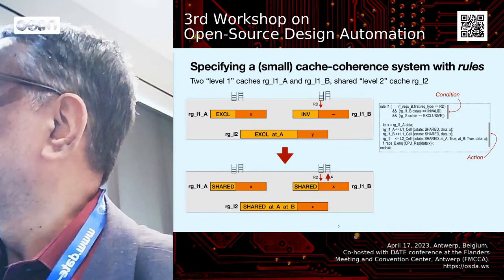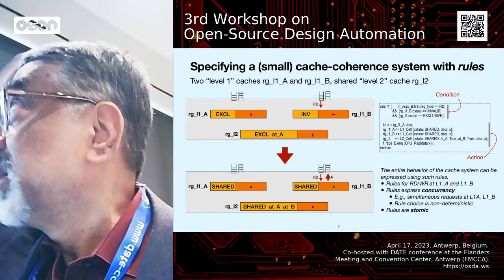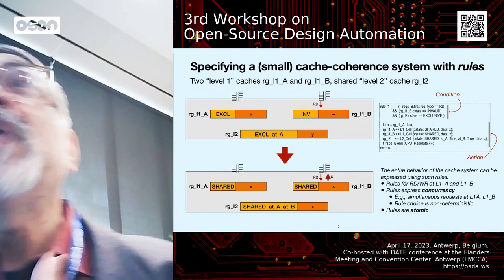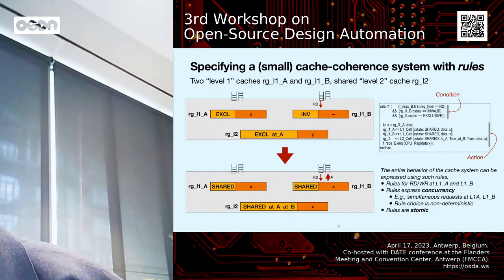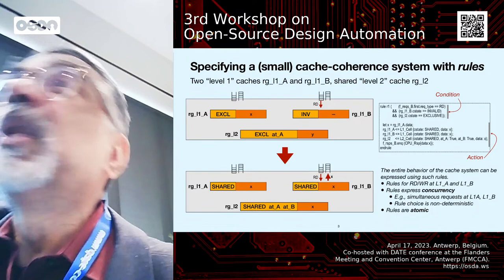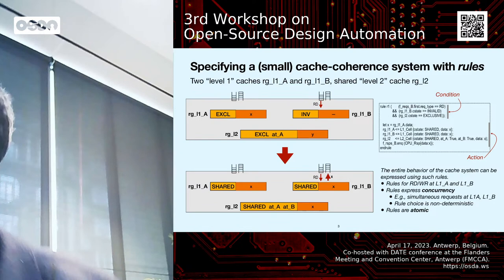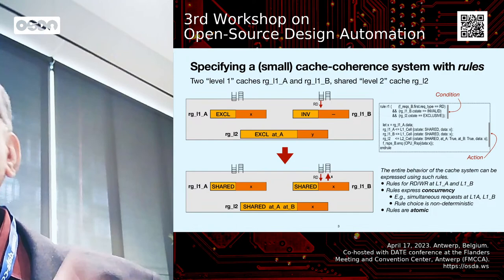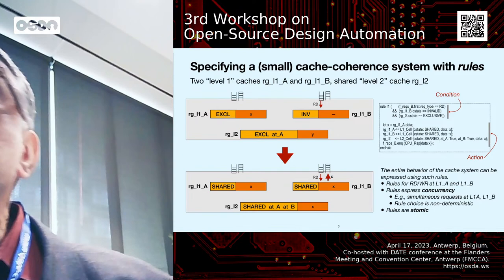Essentially the entire behavior of the cache can be specified this way. I'm not claiming this is an implementation, but you can specify the cache behavior using rules like this. For example, I'd have a similar rule if the request was a write, and similarly a pair of rules for reads and writes on A. And the nice thing about rules is that they are concurrent, in the sense that if rules don't interfere in any way, they can run concurrently. There's no ordering between rules. You can non-deterministically choose what order you execute rules in if you want to pick an order.